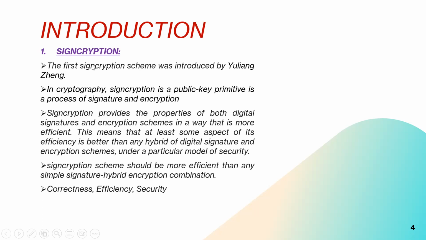This process is the combination of both signature and encryption. The purpose of using this method is basically the correctness, efficiency, and security parameters. These are the three attributes mainly used for sign encryption.